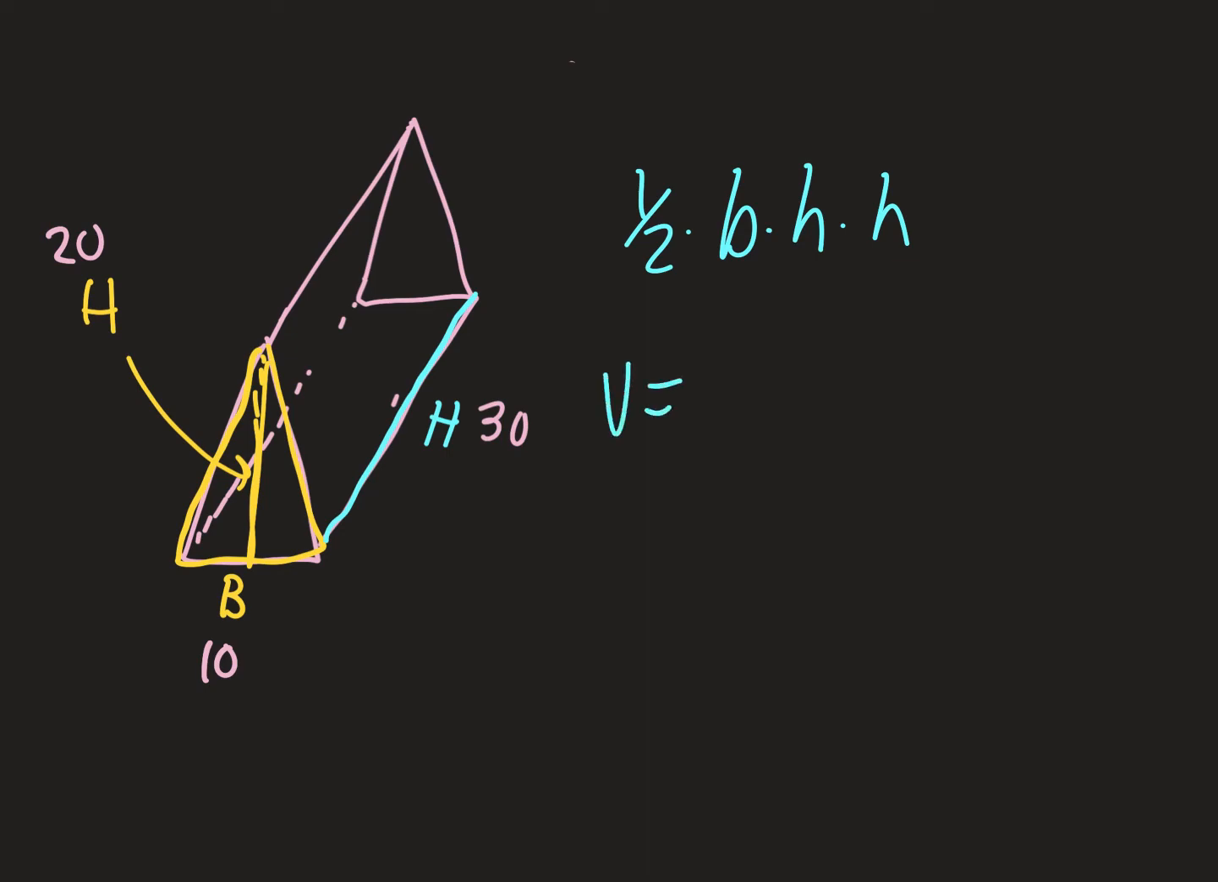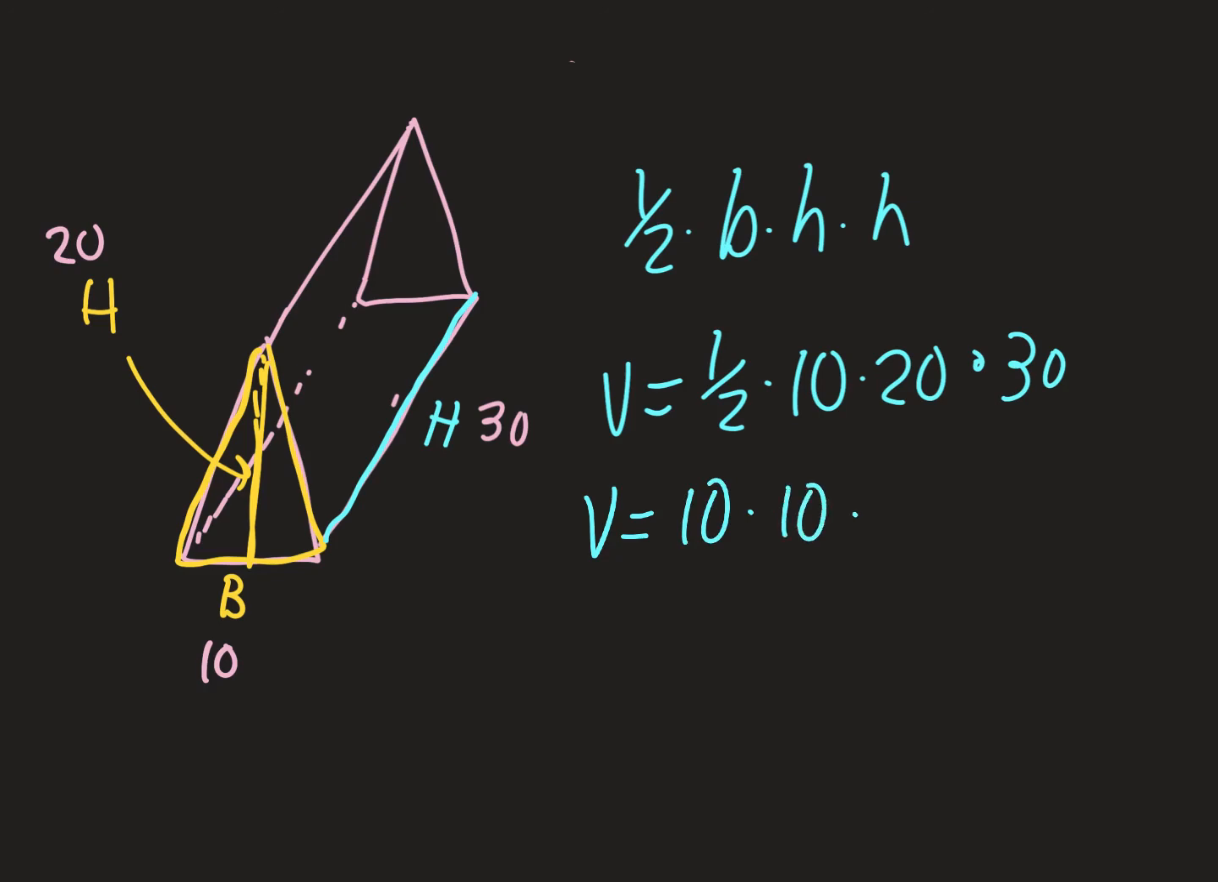So the volume is equal to 1/2 of the 10 and 20 from the triangle times the 30, because that's how many layers tall we have. I can do these in any order. I think I'm going to do 1/2 of 20. So 10 times another 10 times 30.